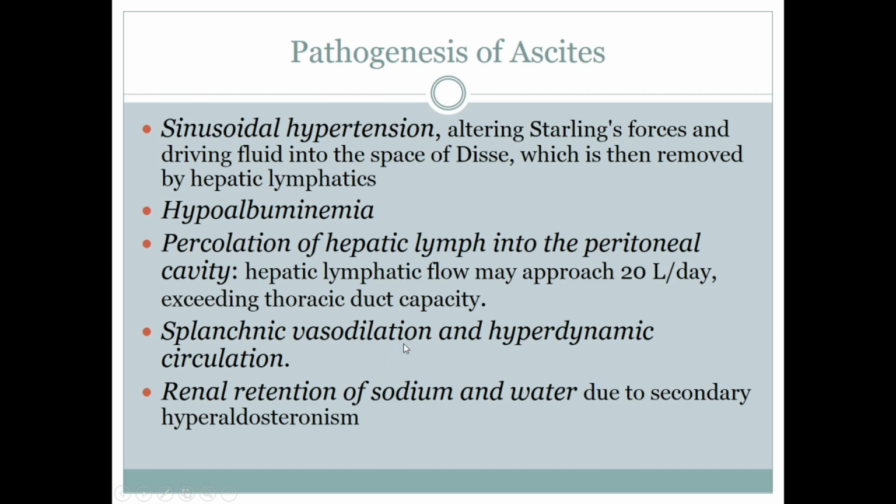Splanchnic vasodilation and hyperdynamic circulation. Renal retention of sodium and water due to secondary hyperaldosteronism. All of these are causes of ascites. Please remember, because what we usually get from you when we ask the pathogenesis of ascites is all of you write only about hypoalbuminemia. It's good to at least remember some of these causes.